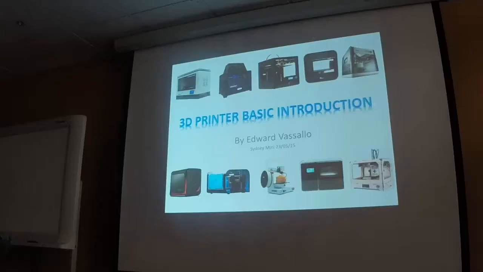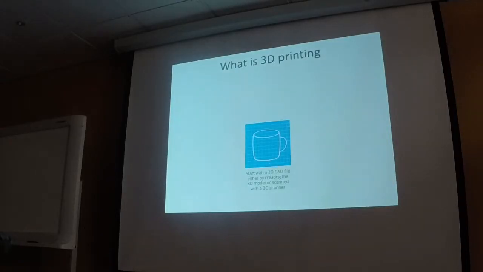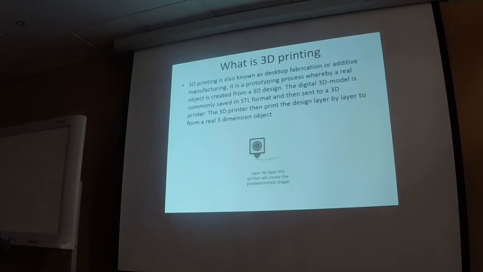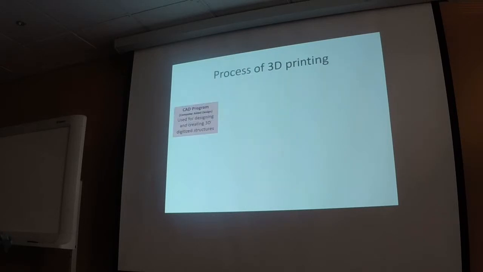So what I'm going to do is just introduce basically what it's all about and some of the things that you sort of need to know. So basically, what is 3D printing? 3D printing is also known as desktop fabrication, additive manufacturing. It's a prototyping process where a real object is created from a 3D design. The digital 3D model is commonly saved in what they call STL format and then sent to a 3D printer. The 3D printer then prints the design layer by layer to form a real three-dimensional object.